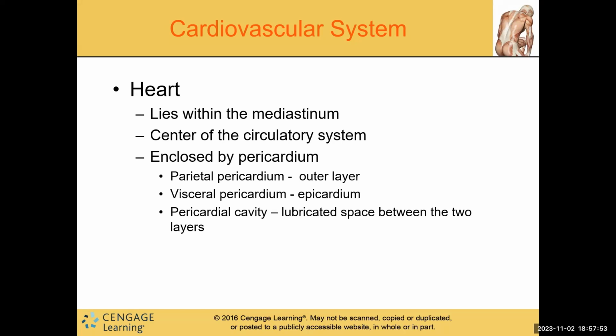It's got lubrication so that as those two layers rub against each other, it will go smoothly because the heart is pumping back and forth. So those two membranes are sliding against each other many times an hour. So the pericardial cavity is the space between these two layers that surround the heart, the parietal pericardium and the visceral pericardium or epicardium. Be sure to remember that the visceral pericardium is the same as the epicardium. Visceral means it's up against an organ. Visceral organs are the inside organs of our body.